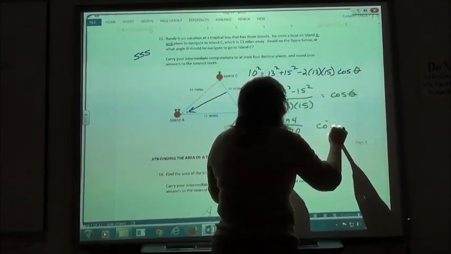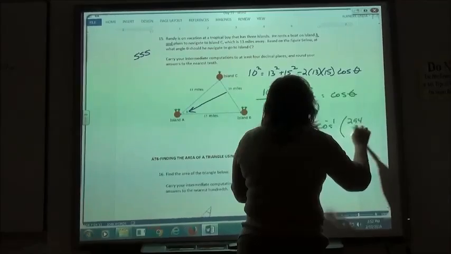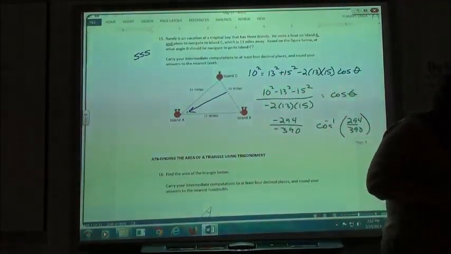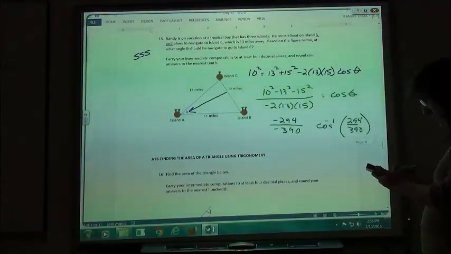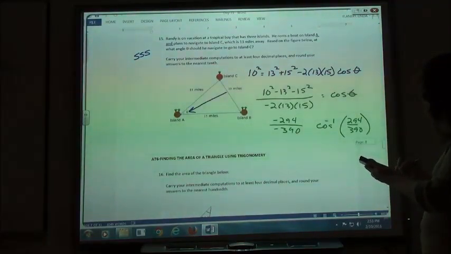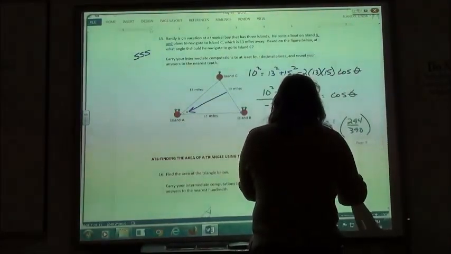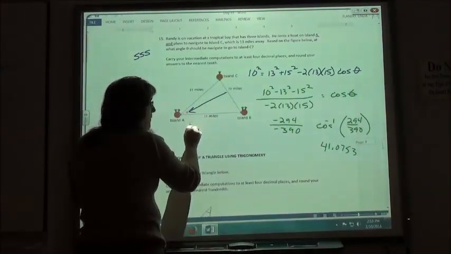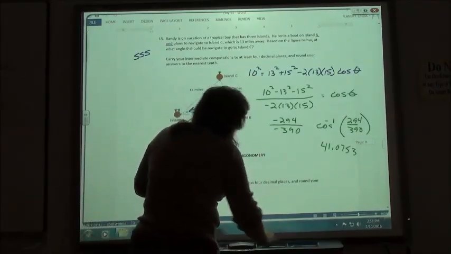We're going to do the inverse cosine. This is a negative over a negative. So of 294 over 390. So if I do inverse cosine, parentheses, 294 divided by 390, I get 41.0753. So rounding that off, I would have 41.1 degrees for my measure for angle A.